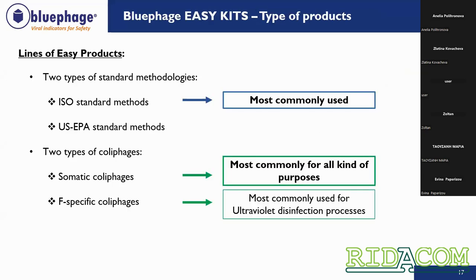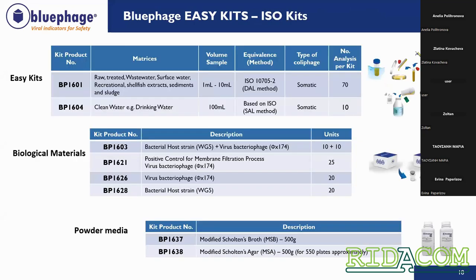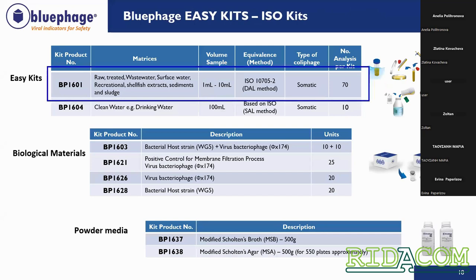Within the family of the Easy Kits, we have products for the ISO and the US EPA, and the somatics or F-specifics regarding the US EPA. So let's go to see about the Easy Kits. In the Easy Kits, we have the full kit that contains everything, but we also have the option to buy the biological materials or the powder media. Okay.